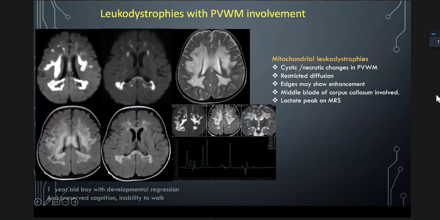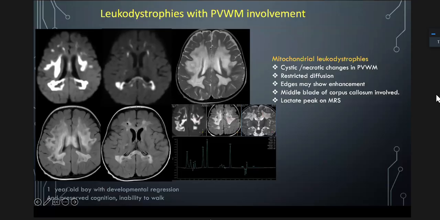Then again, the periventricular leukodystrophy, another child, 1 year old with developmental neuroregression, inability to walk. Now, here we see this leukodystrophy, which is showing restricted diffusion. So, very confluent, fluffy areas of abnormal white matter. There is diffusion restriction. The edges can show enhancement. That means it's the advancing edge.